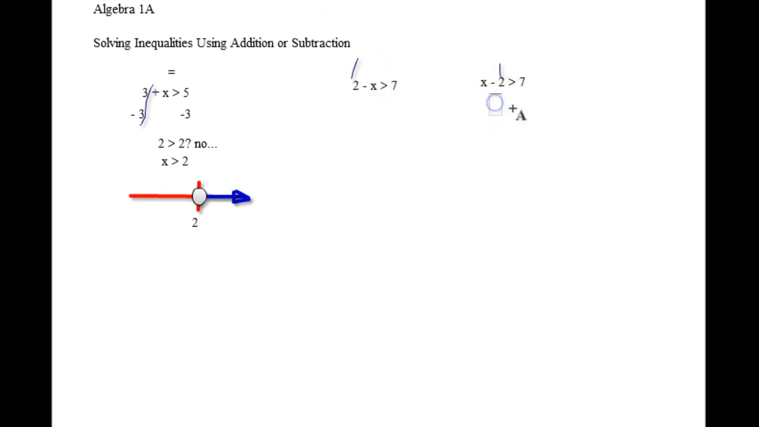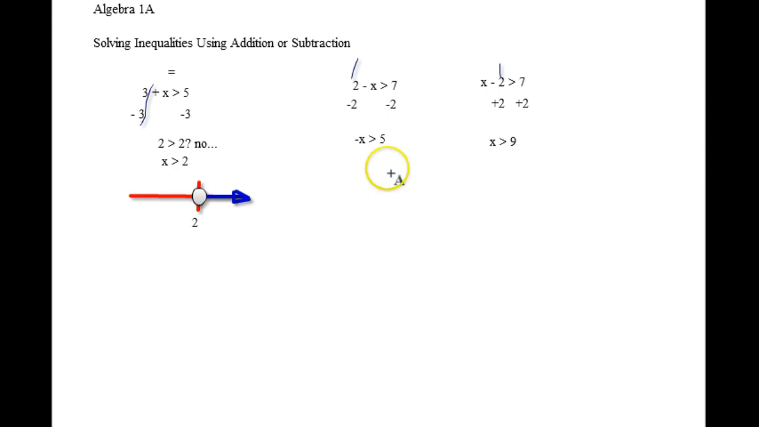Alright, so we're going to add 2 to both sides here. Add 2. And I get x is greater than 9. Okay, pretty simple. Now right here, the 2 is positive, so I'm going to minus the 2 from both sides. Alright, now I'm left with negative x is greater than 5.